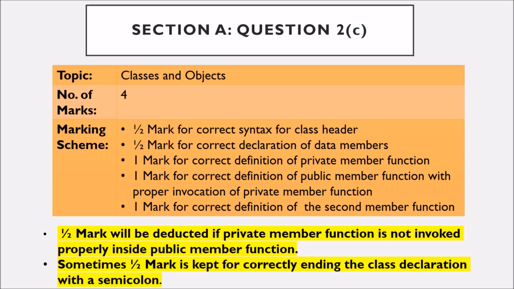Please note that half mark will be deducted if private member function is not invoked properly inside public member function. Sometimes half mark is kept for correctly ending the class declaration with a semicolon. No marks are deducted if any, but all the member functions are defined inside or outside the class.